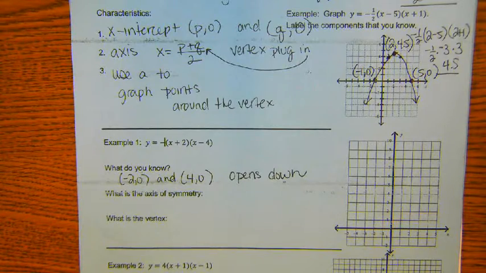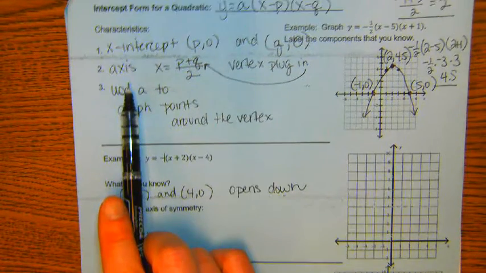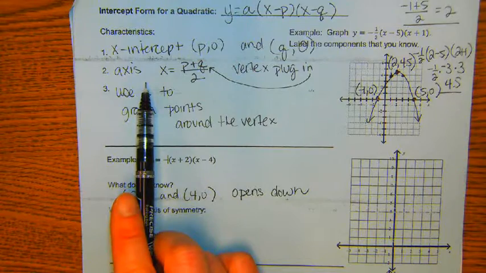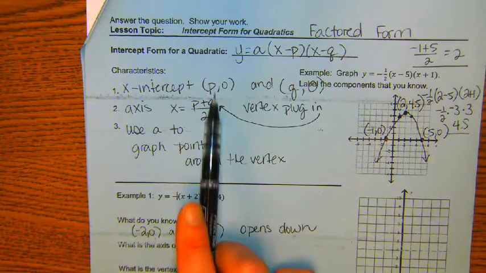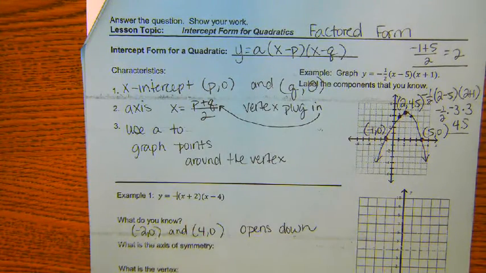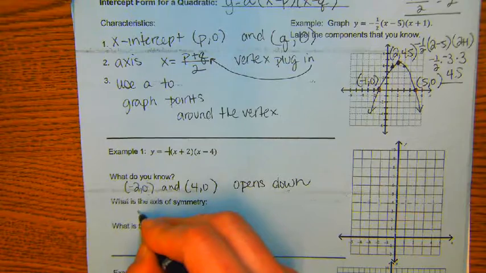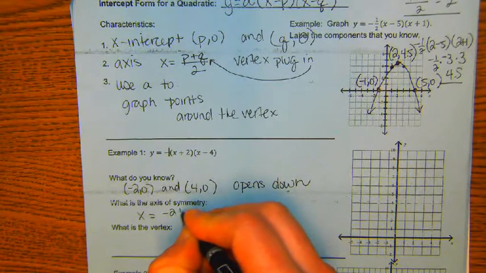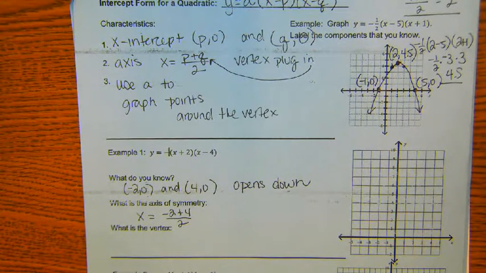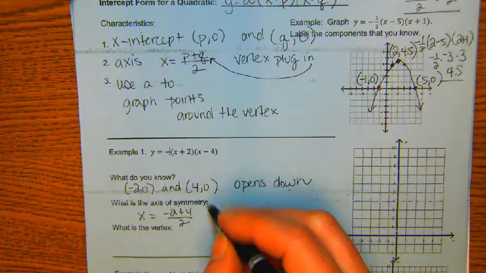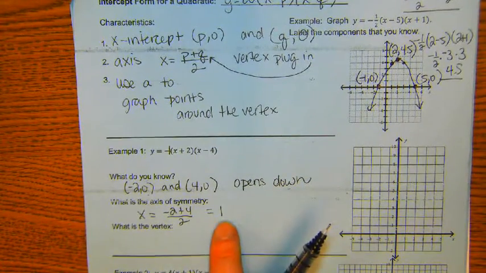Let's go back. How did I say up here to find the axis? X equals P plus Q over 2. P and Q are the x-intercepts. So what am I going to do to find the axis? Negative 2 plus 4 over 2. What is negative 2 plus 4? 2. Negative 2 plus 4 is 2. What's 2 divided by 2? 1. Okay. How am I going to find the vertex?